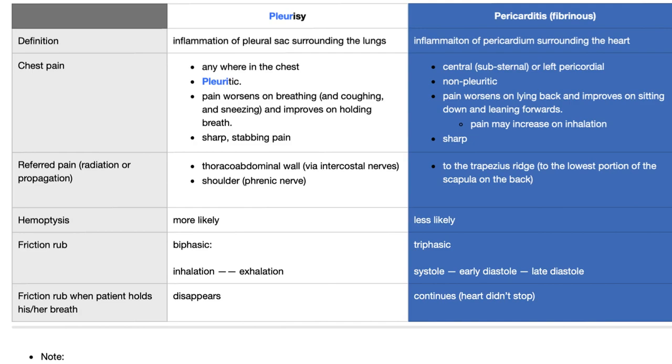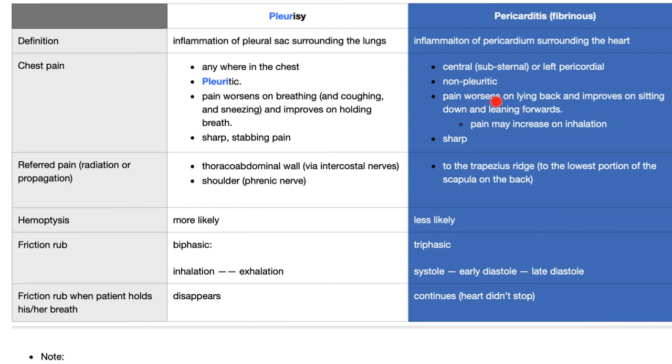So the patient doesn't describe it as "it hurts more when I breathe in." No, that's not pericarditis. This is pleurisy. In pleurisy, pain worsens on breathing, coughing, or sneezing, and improves on holding breath, because when you hold your breath, the pleura and lung do not move.